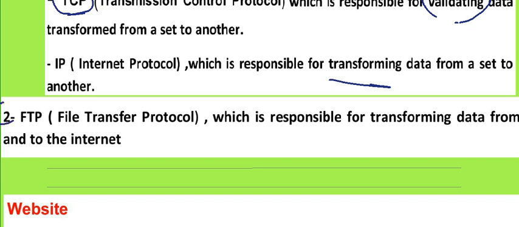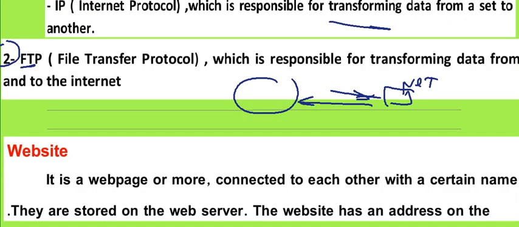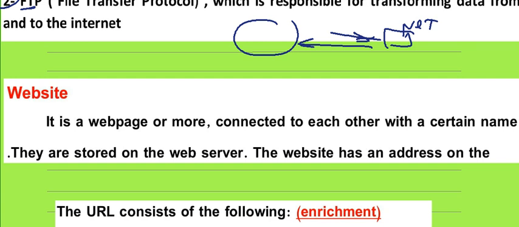The second protocol is FTP or File Transfer Protocol, which is responsible for transferring data from net and to the internet. So transferring data to the net or from it, the protocol responsible for that is File Transfer Protocol or FTP.